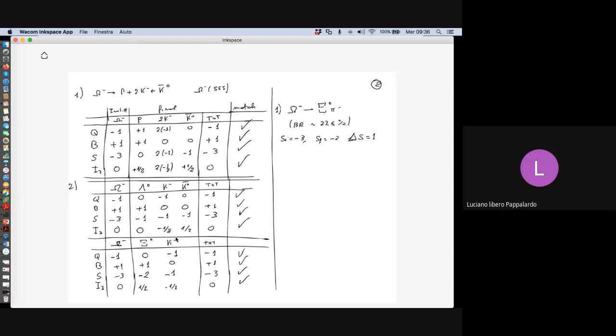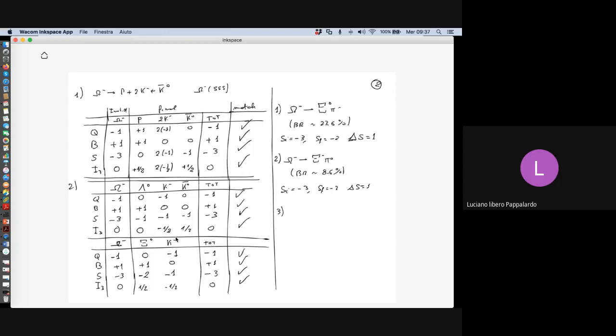And this, of course, can only occur through the weak interaction, because the weak interaction is the only one that can violate strangeness conservation. Then the second possible decay is the omega minus into xi minus pi 0. Here the branching ratio is of the order of 8.6%. And again, in the initial state the strangeness is -3. In the final state, it is -2. So again, we have a delta S equal to 1.